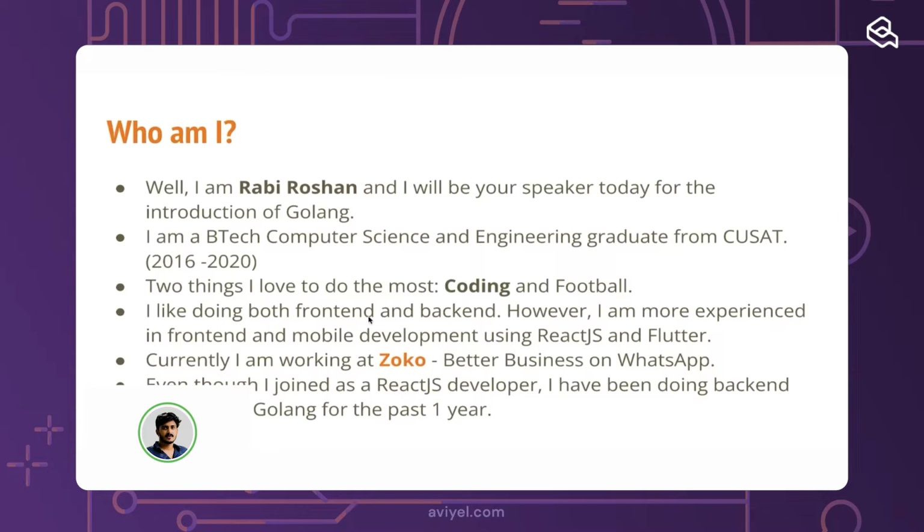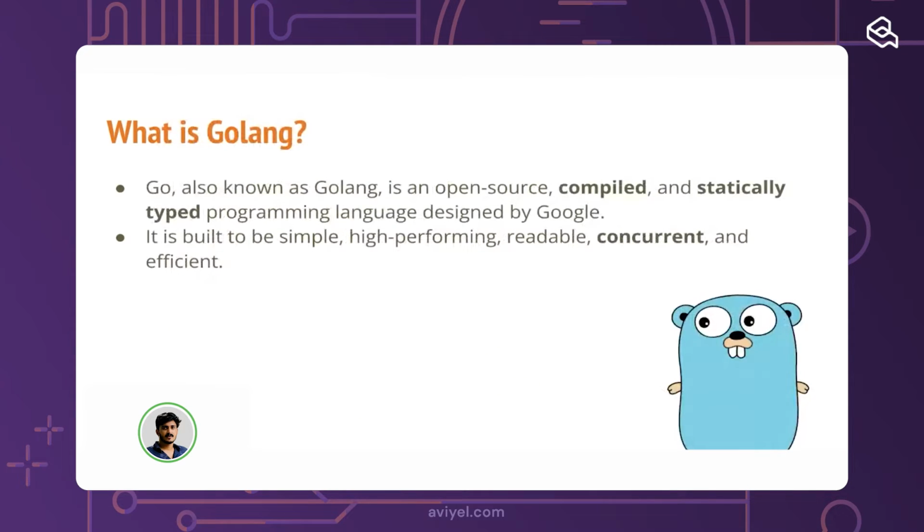So 2 years back, I was fortunate to join Zoko. So essentially, what Zoko does is we leverage WhatsApp Business API to build our product, which our clients use for marketing, sales, and customer service. And we are becoming a brand in this section. Of course we have other competitors, but it's going in a good way. So even though I joined as a React.js developer, I have been doing backend using Golang for the past 1 year at Zoko. So that's enough about me.